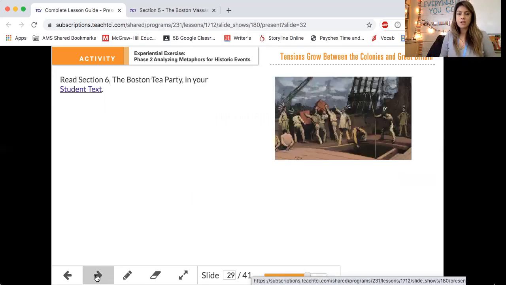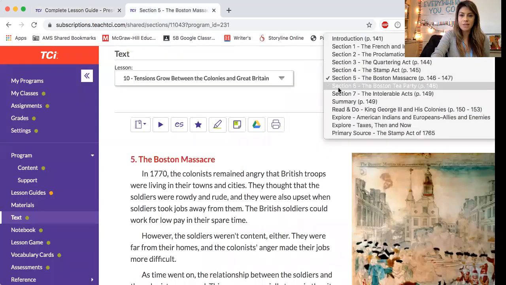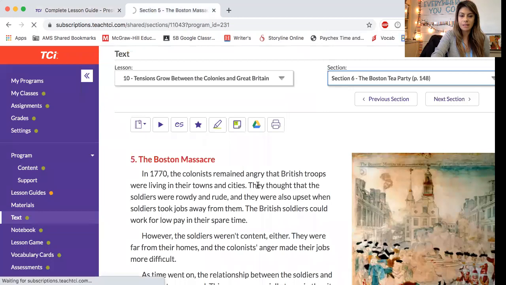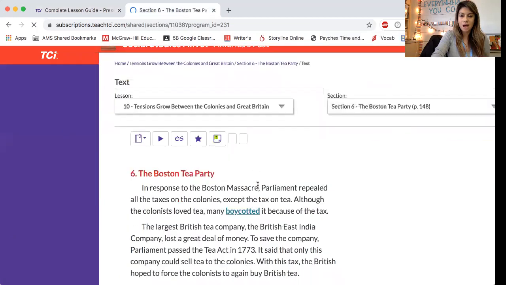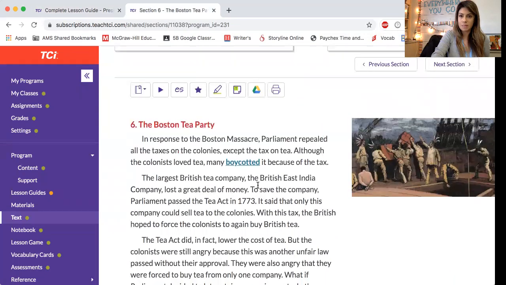All right, we're going to read section 6, the Boston Tea Party, in your student text. Just going to show you what it looks like. The Boston Tea Party looks like this in TCI. When you are done reading this section, please press play.